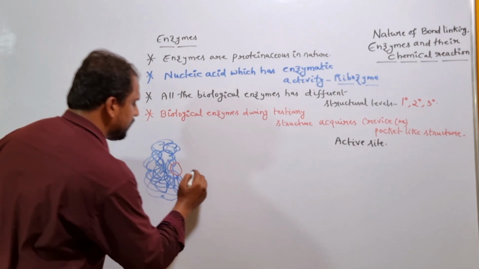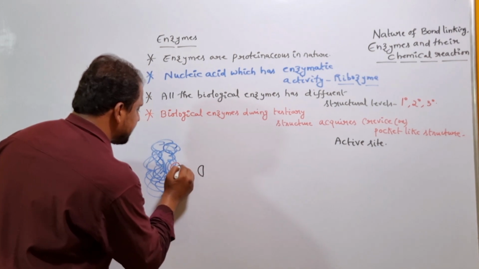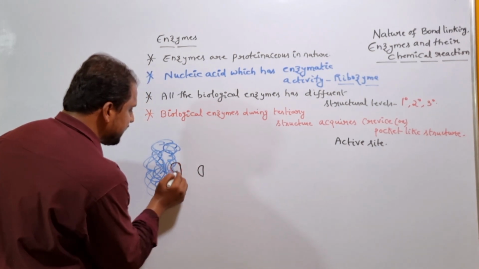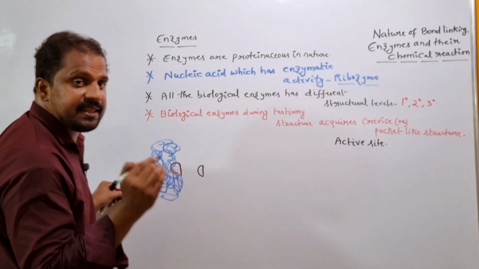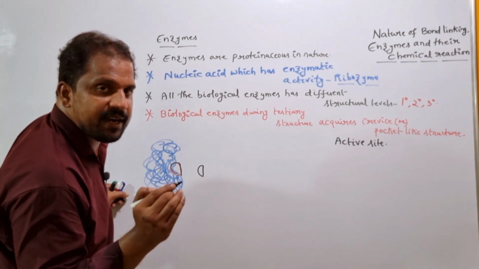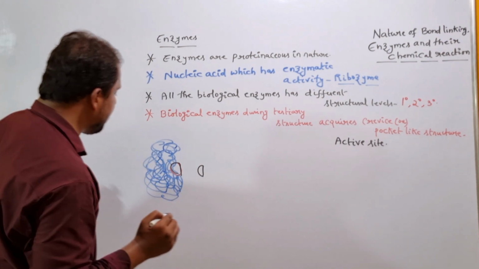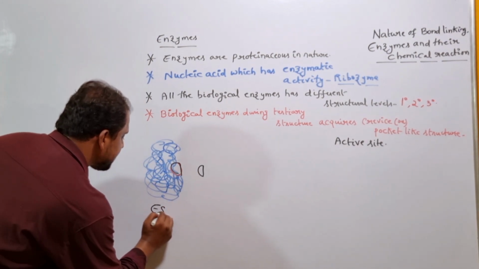So let me show it on the board. So here it is nothing but the substrate. Once the substrate successfully binds to the active site of the enzyme by taking advantage of certain non-covalent interactions like hydrogen bonds, it leads to the formation of what? Enzyme substrate complex.